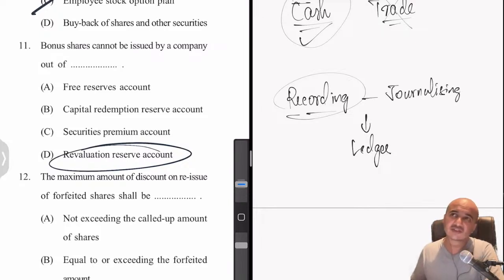Revaluation reserve arises out of revaluation of, let's say, fixed assets. So when you are revaluing the asset, if there is an increase in the valuation of the asset, it's not a real reserve. It's not as if we are getting any money from that. So therefore, we cannot issue bonus shares out of such a reserve, which is revaluation reserve.